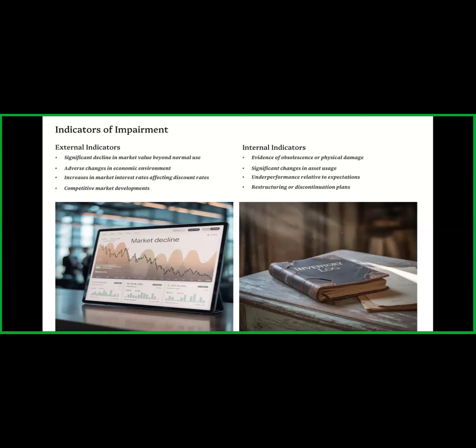Next one is the adverse change in the economic environment. If the economic environment changes, and the people in the economy do not have enough cash or enough liquidity with them, then in that condition the seller will not offer a good value for your asset, if the market condition is not good.